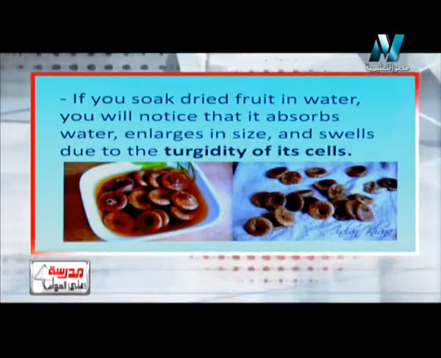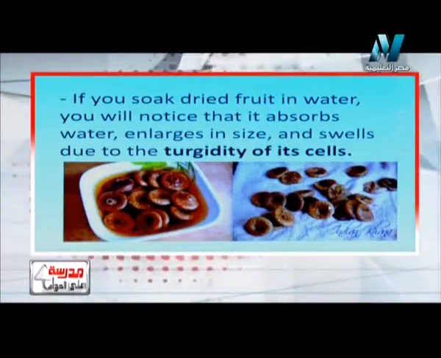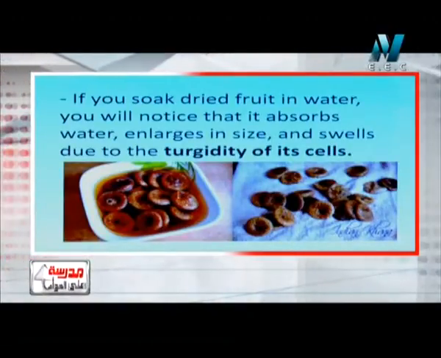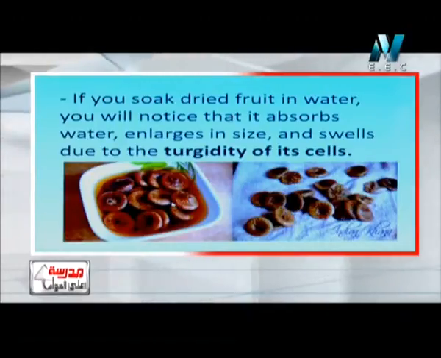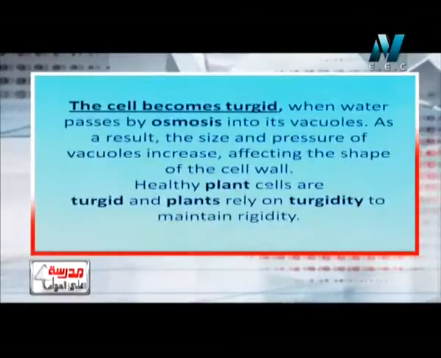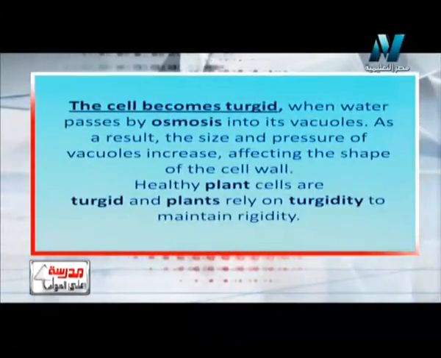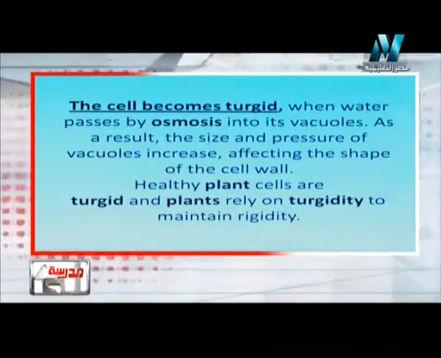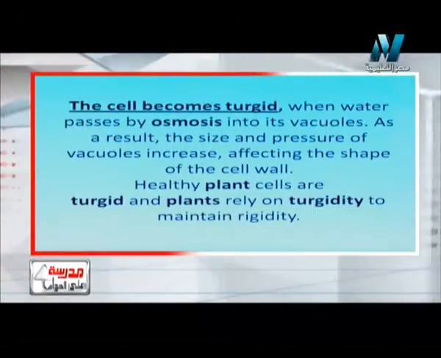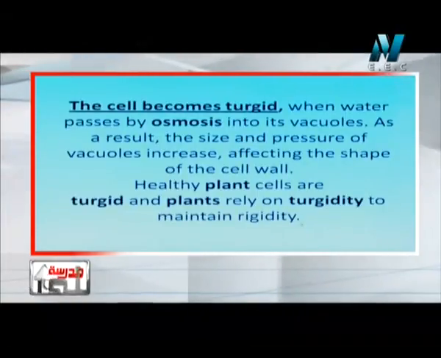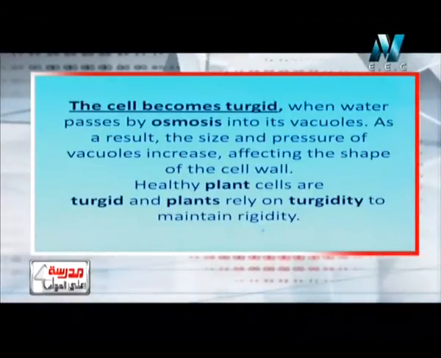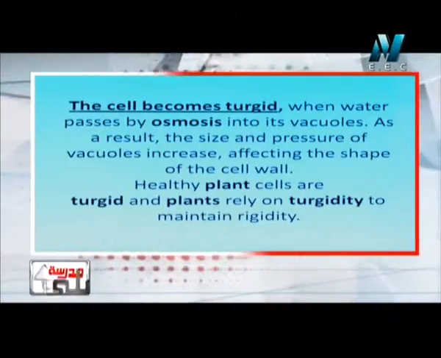Here, in the first picture, it is a dry fruit. Here we put it in the water. Its size will increase and it will swell because it absorbs water, or the water transfers inside the cell. The cell becomes turgid when water passes by osmosis into its vacuole. As a result, the size and pressure of the vacuole increase, affecting the shape of the cell wall. Healthy plant cells are turgid and plants rely on turgidity to maintain rigidity.